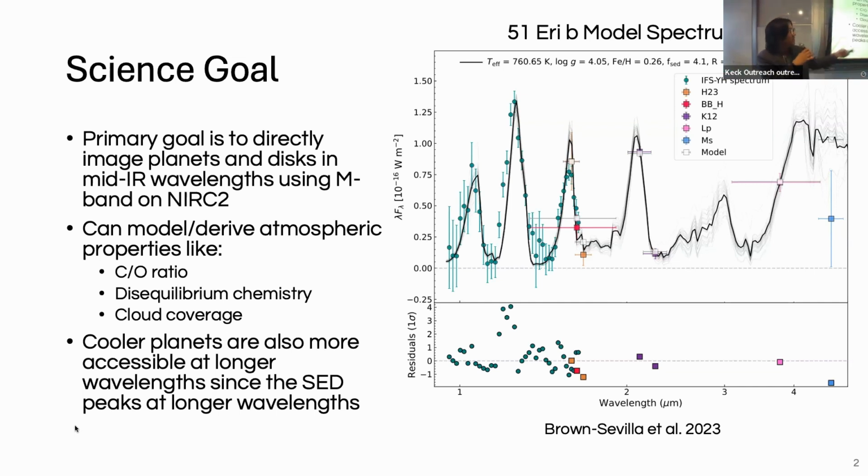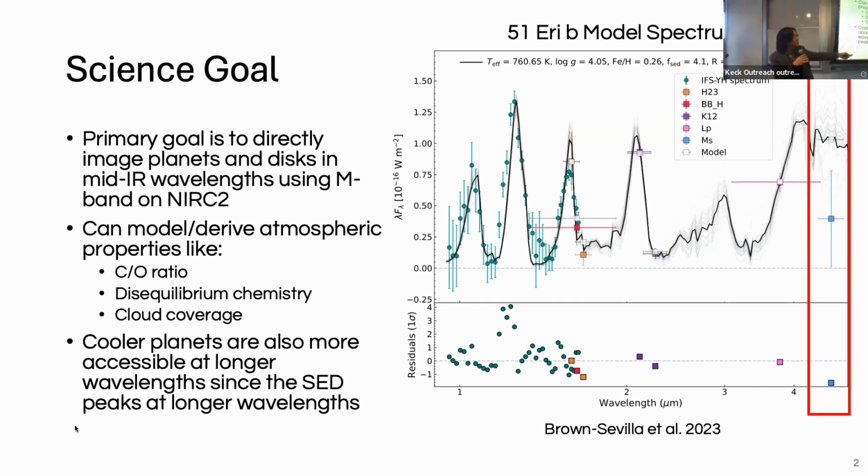And so specifically on the right here, on the 51 Eri b model spectrum, here is the M-band data point they have for this particular atmospheric model. The errors on this are actually pretty large. It's kind of hard to see, but the actual data point can represent a large range of models with a large range of atmospheric parameters. And if you minimize the errors on this M-band data point, you can actually constrain your model significantly better.